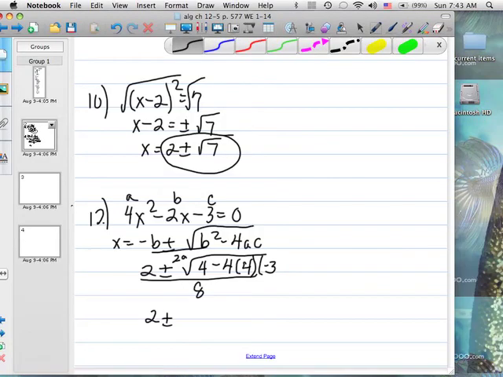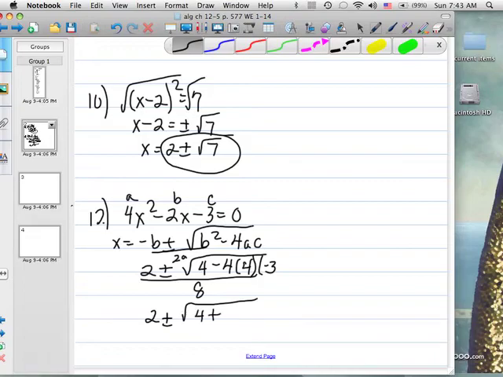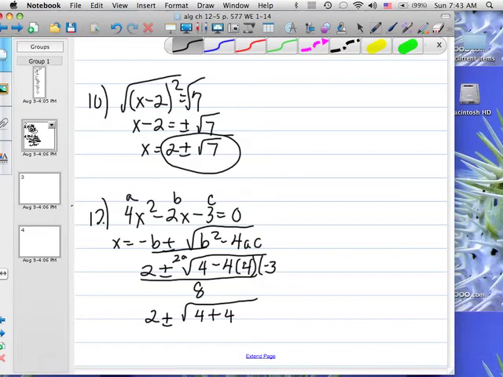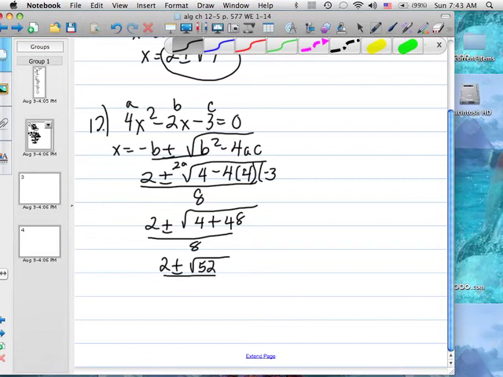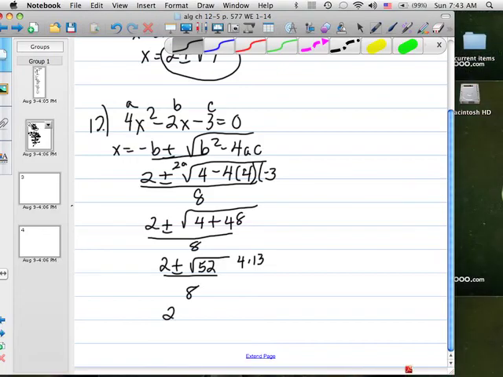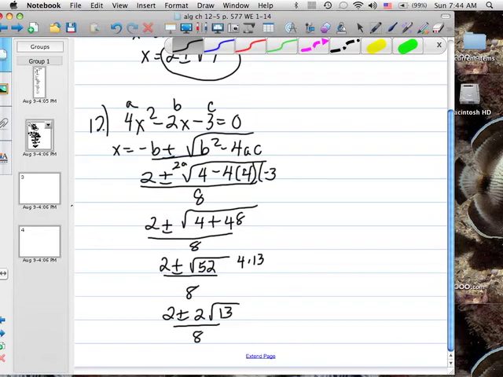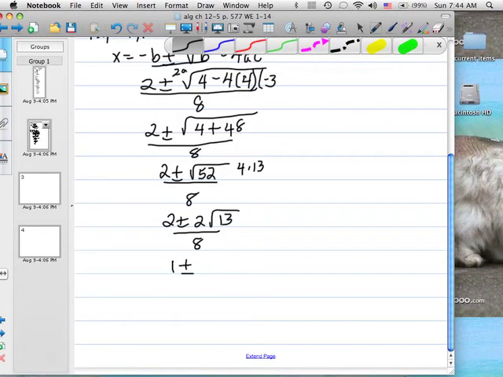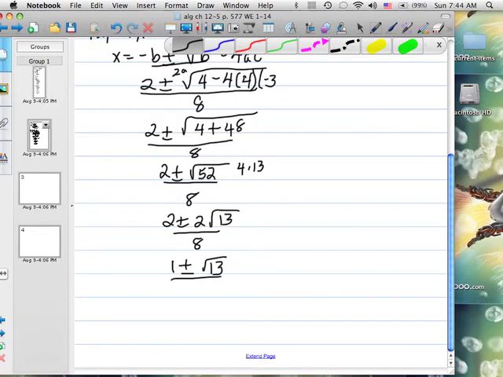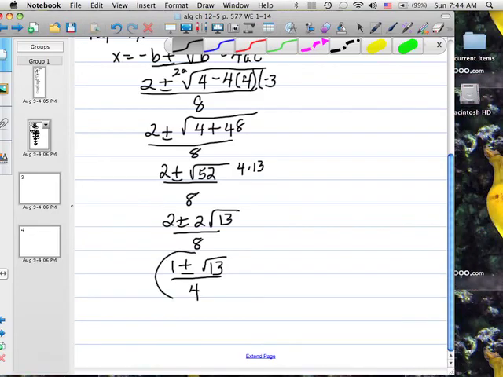So that's 2 plus or minus the square root of 4 plus, because we got a negative times a negative, 48 over 8. So that's 2 plus or minus the square root of 52 over 8, and within the 52 is a 4 times 13, so I can take that out. So the square root of 4 is 2, so it's 2 plus or minus 2 radical 13 over 8. And the 2, 2, and 8 are all divisible by 2, so that's 1 plus or minus radical 13 over 4, but I don't need to write the 1. And checking the answer, that is correct.